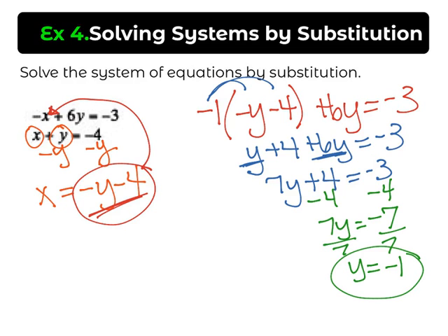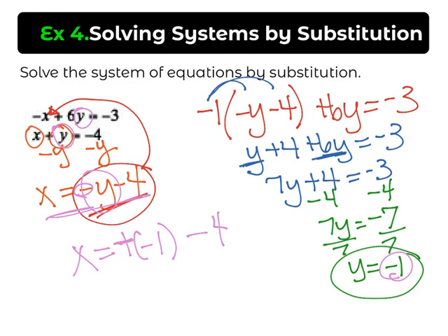Now we need to put that negative 1 in here, or here, or here. Okay, I'm going to put it in here just because I want to show you something. So x equals negative (negative 1) minus 4. Remember that negative really makes it plus a positive. So positive 1 minus 4, x equals negative 3.